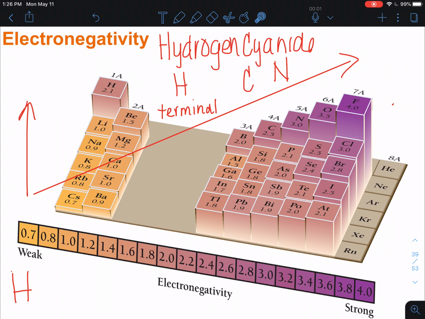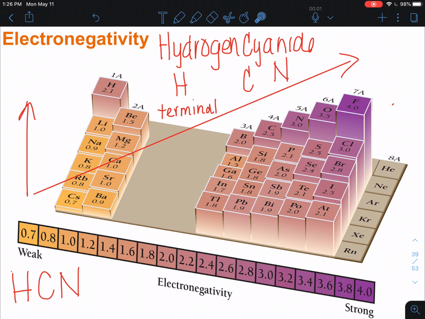So the question is, which one is the central atom, carbon or nitrogen? So again, you're going to use your knowledge of the electronegativity trend to say which one is least electronegative. And as you can see here, carbon has a 2.5, nitrogen has an electronegativity of 3.0. Nitrogen is more electronegative than carbon, so carbon is going to be the central atom. Okay, so I haven't placed any bonds here. We'll do the Lewis structure in a second, but carbon is going to be the central atom.